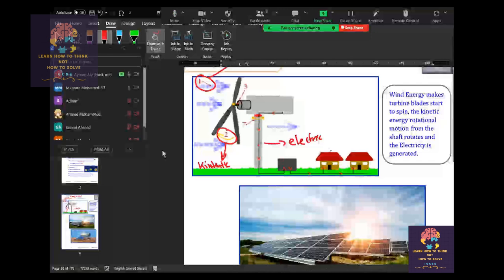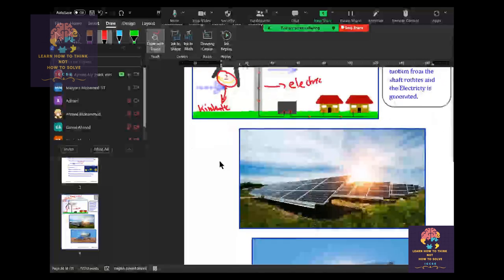Yes. Very good. So it is very important for us to understand that some types of cars use electric energy for movement, not only fuel. So Tesla cars and upgraded cars use electric energy for movement, for kinetic energy, right?